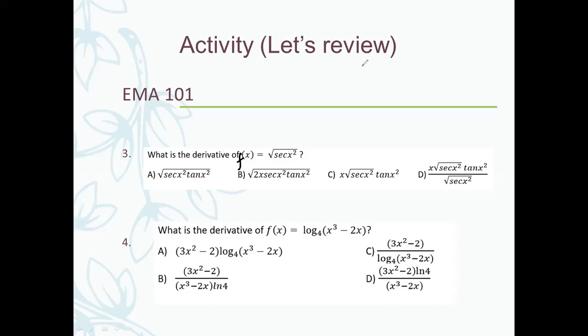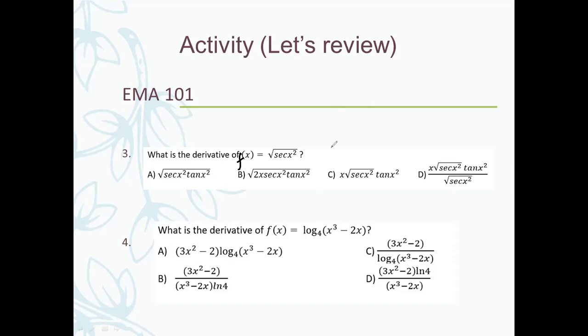Let's see. For number 3, it's letter B. Is it letter B? Yvette says it's letter C. The answer is letter C. Okay, the answer is letter C.